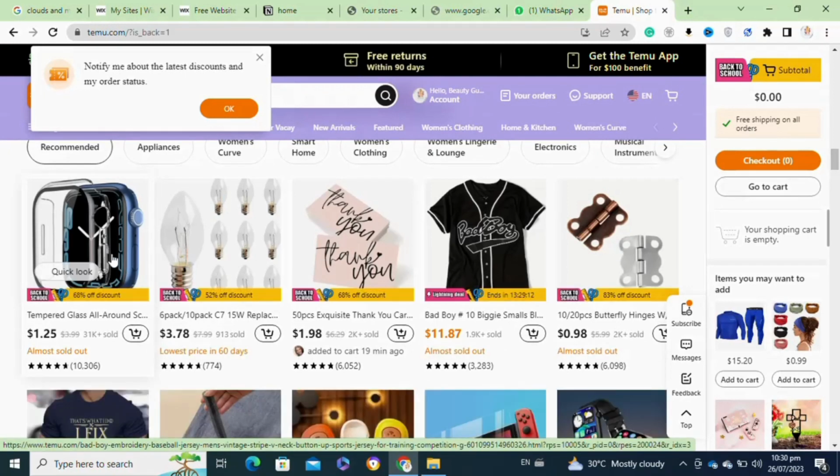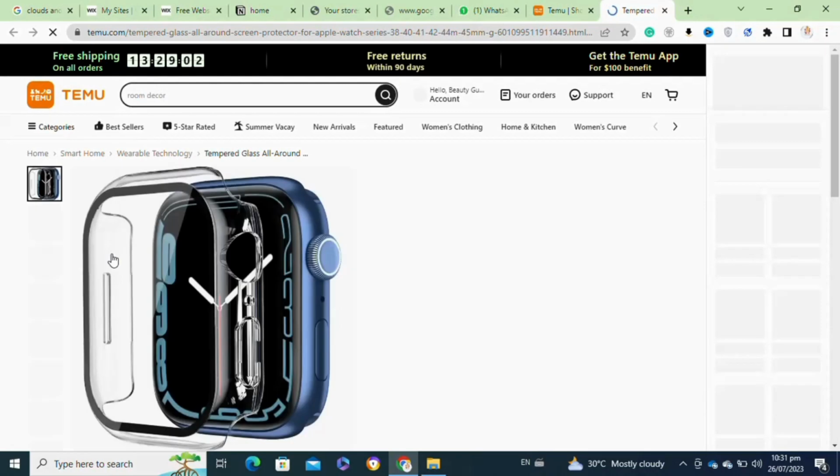Now explore whether Temu has any inbuilt integration with dropshipping tools or if it supports third-party apps or extensions that can facilitate dropshipping. These tools can help streamline order processing and inventory management.